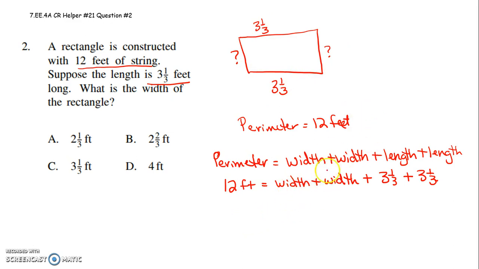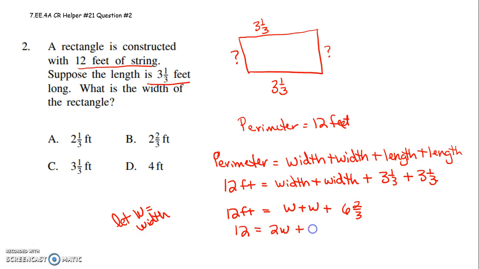I could call my width W if I want. So let's let W equal the width. So then I have 12 feet equals W plus 3 1/3 plus 3 1/3 would be 6 2/3. So then we have 12 feet equals W plus W. That gives us 2 W's. 2W plus 6 2/3. I'm solving it as an equation. There's other ways to go about this. So at this point, I'm going to solve this two-step equation.